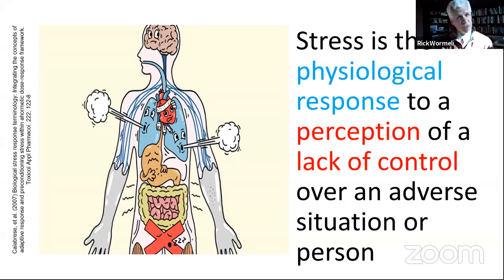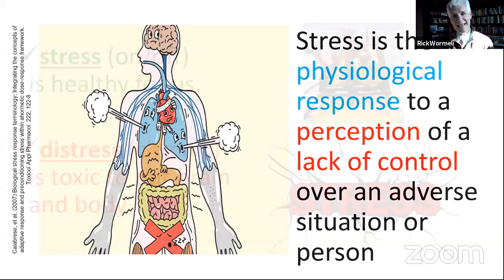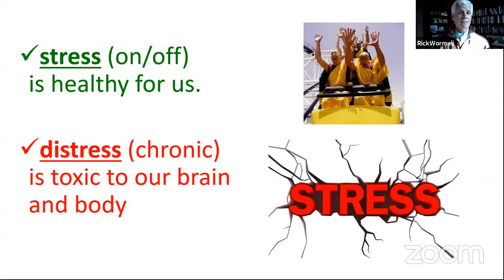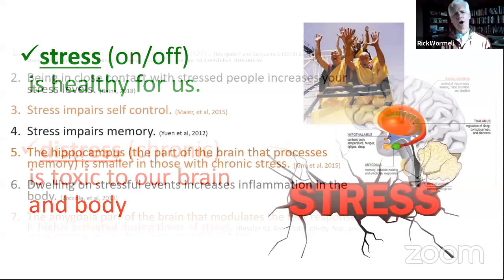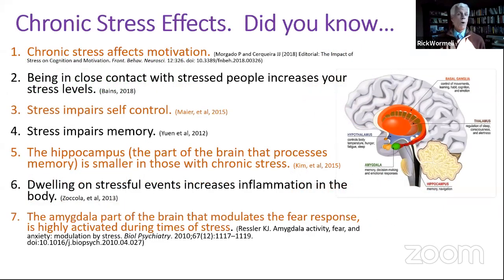So do you think kids are feeling stressed out and out of control with what's happening with COVID? Yes. Stress on and off is actually healthy, but distress, which is chronic stress, is very toxic. Kids do not learn. This is all from that webinar. So what does it affect, this chronic stress, which kids are feeling? Look at all those things.